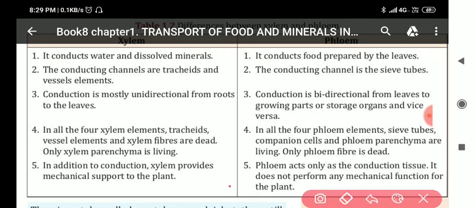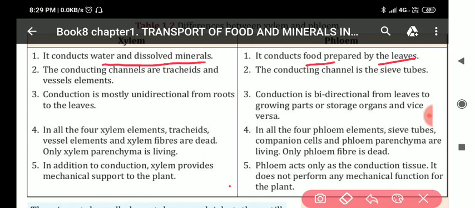First point: xylem conducts water and dissolved minerals, and phloem conducts food prepared by the leaves. This is the first difference between xylem and phloem.